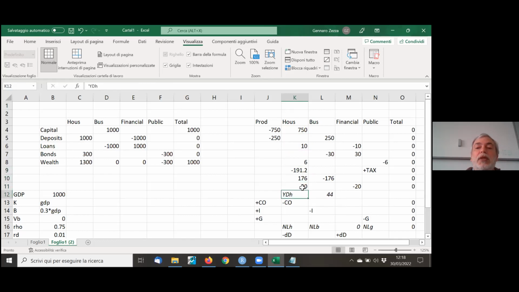And disposable income will be the sum of all this, and it's going to be, looks to something wrong here. Yeah, it should start from K4 and end with K11. Okay.